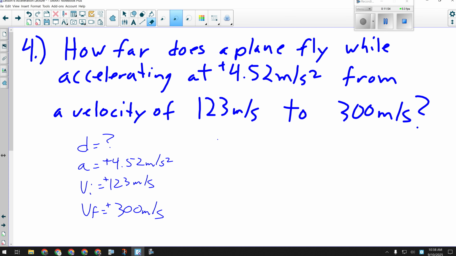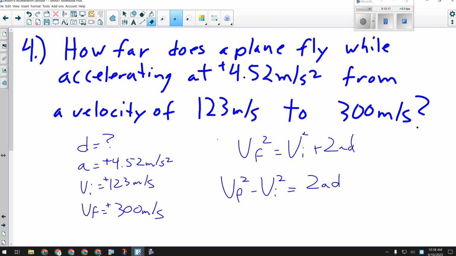VF squared equals VI squared plus 2a times the distance. That's the one that's got them all in. So I'm trying to solve for D here. I'm going to subtract VI squared over to the other side. So we'll have VF squared minus VI squared equals 2 times A times D, and then just divide 2A over to the other side, and we're set to calculate D.